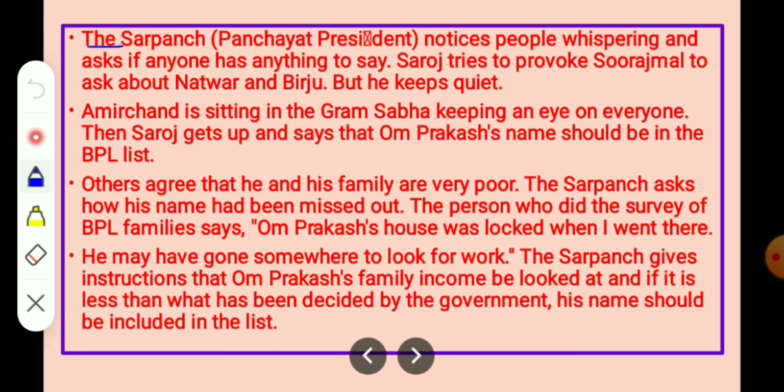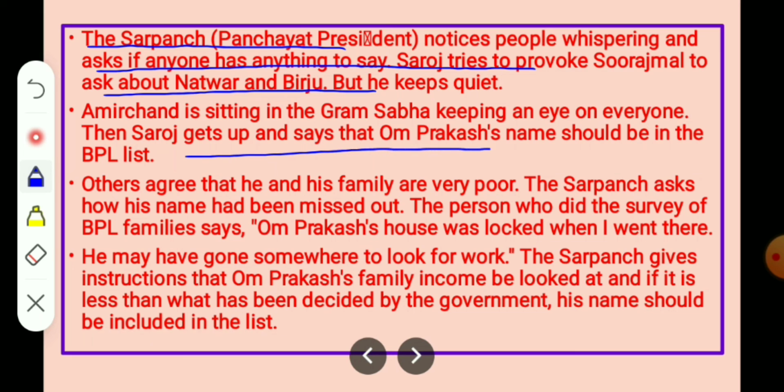The Sarpanch, Panchayat President, notices people whispering and asks if anyone has anything to say. Saroj tries to provoke Surajmal to ask about Natwar and Birju, but he keeps quiet. So when the Sarpanch saw that people were whispering, he asked the people if they wanted to say anything. Saroj tried to provoke Surajmal to speak up, but he kept quiet. Amir Chand is sitting in the Gram Sabha keeping an eye on everyone. Then Saroj gets up and says that Om Prakash's name should be in the BPL list.